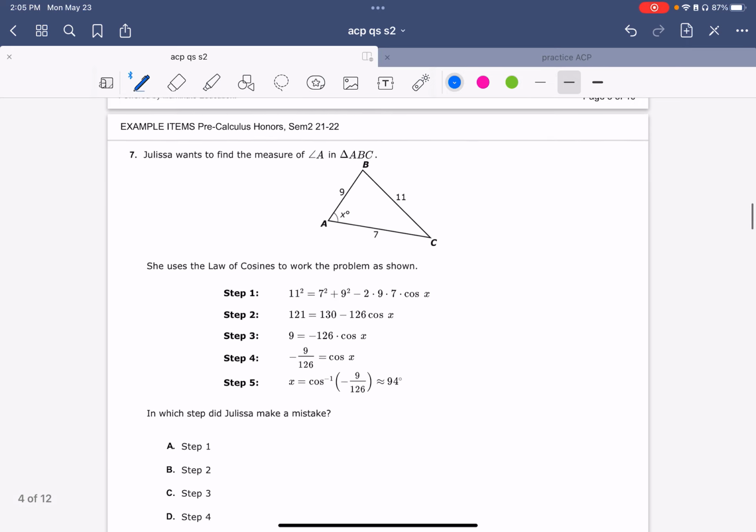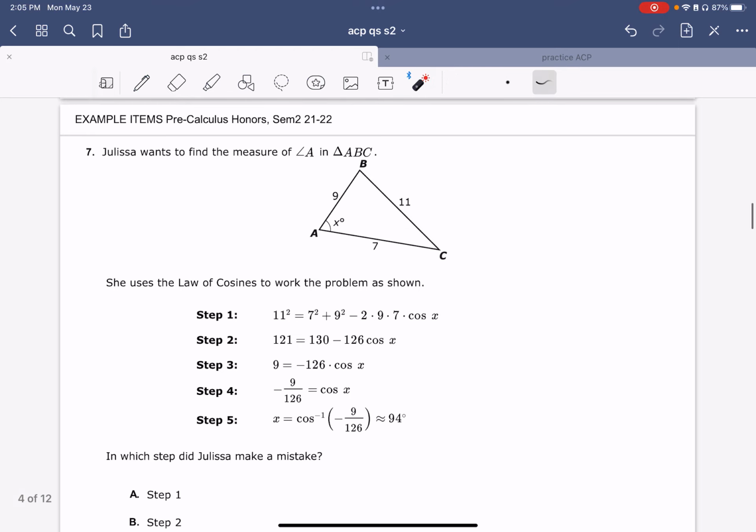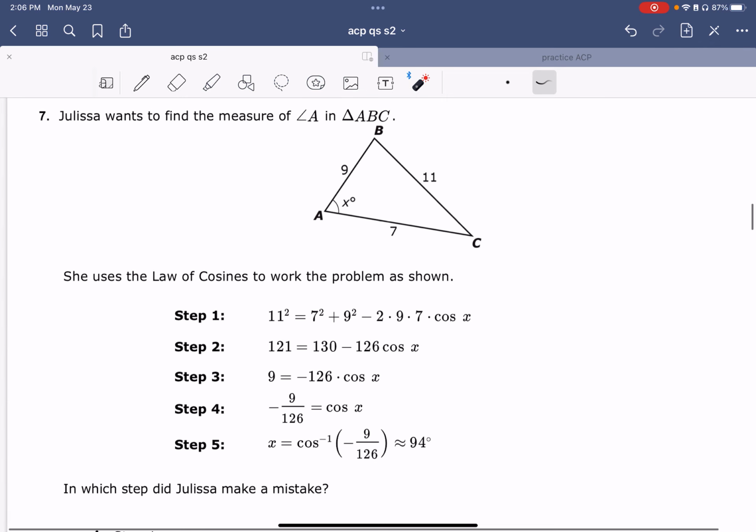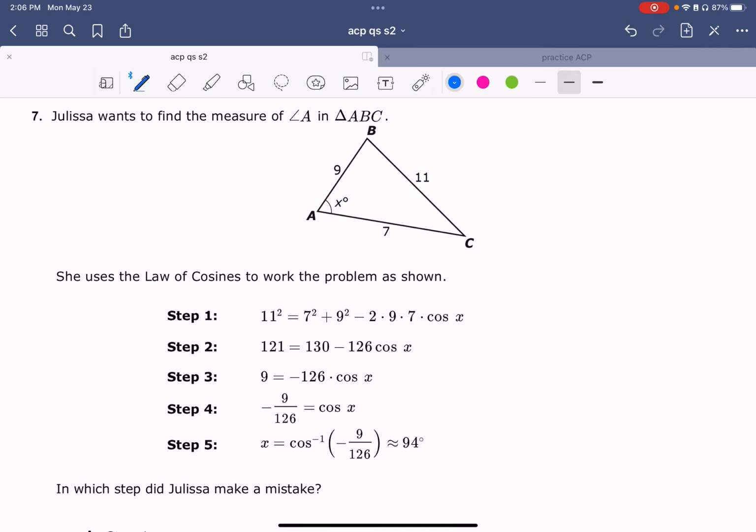Moving on to number 7. Julissa wants to find the measure of angle A in triangle ABC. She uses the law of cosines to work the problem as shown. In which step did Julissa make a mistake? When you use the law of cosines, whatever angle you're solving for has to be the first letter in the formula. And remember that angles are across from sides. So if this is angle A, then this is little a, this is little c, and this is little b.